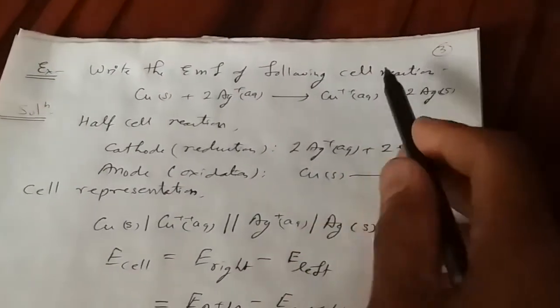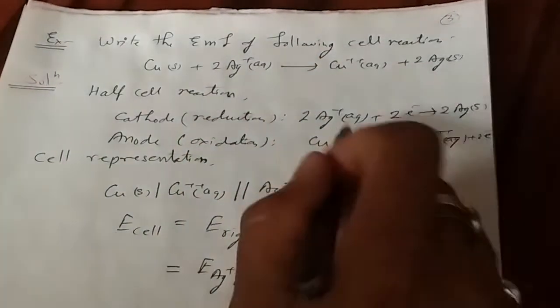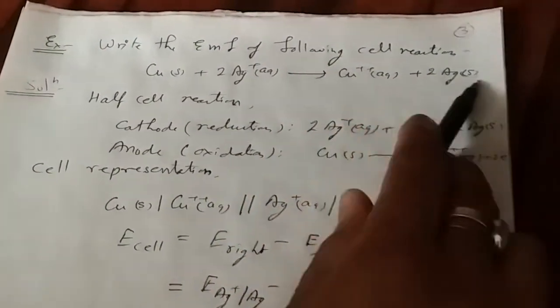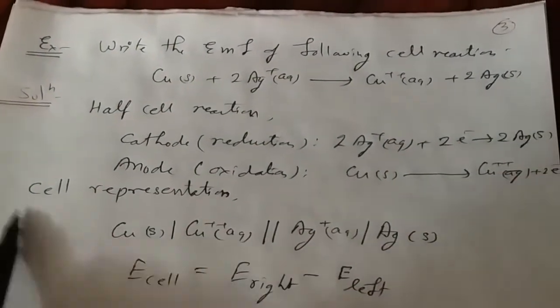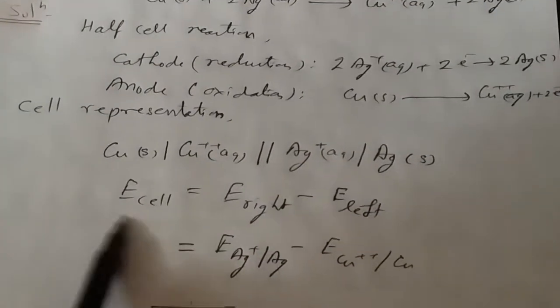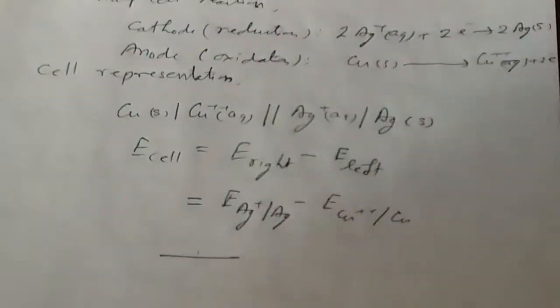So here we have taken one example. Write the EMF of the following cell reaction: copper plus 2Ag+ converts into Cu2+ plus 2Ag solid. So the half reactions will be the cathodic and anodic reactions, and after putting in the values we can simply calculate the E cell of this particular cell reaction.